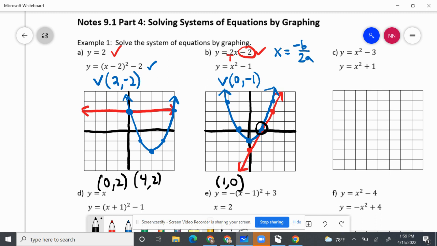Now, looking at our third one, instead of a linear and a quadratic, what we have are two different quadratics. So I'm going to graph both of them. For the first one, once again, no b value. So my vertex would be 0, negative 3. I plot 0, negative 3. I follow the same pattern. 1 away is 1, 2 away is 4.